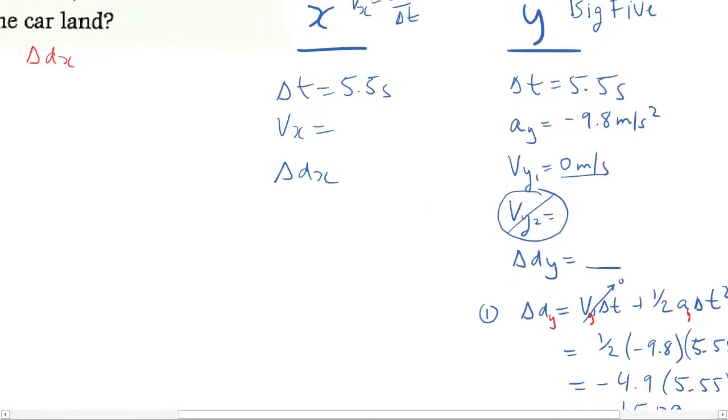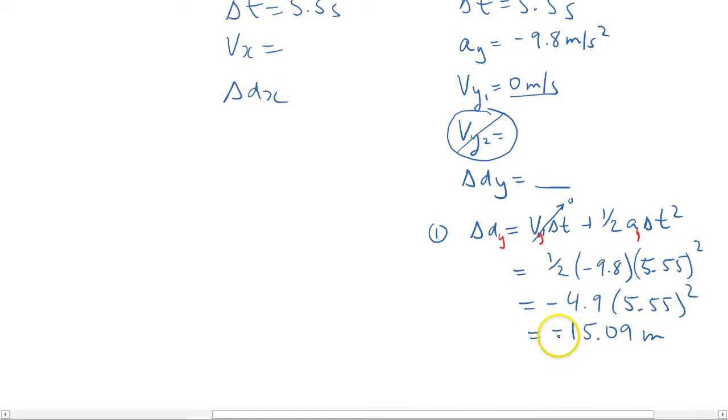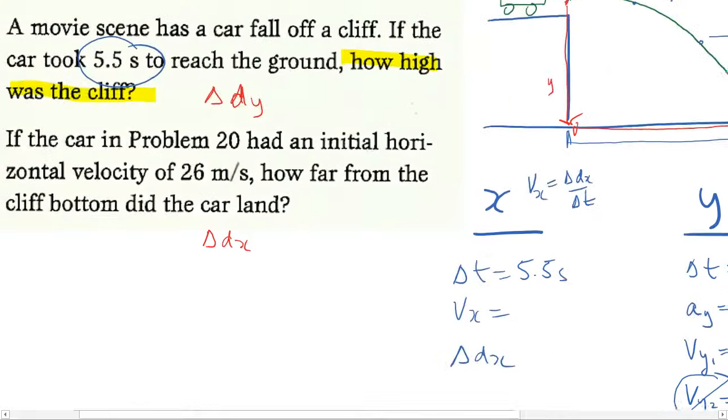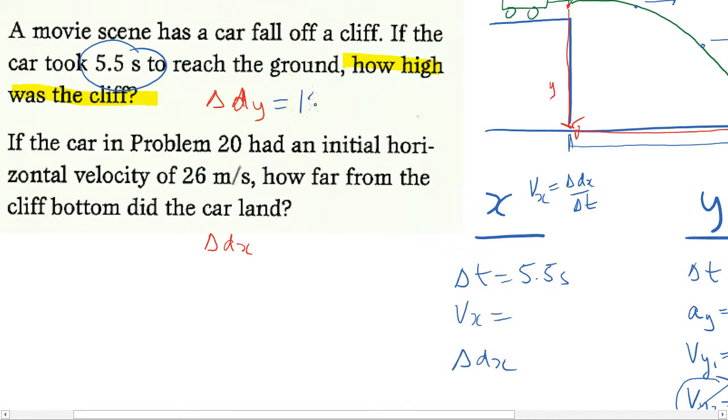Okay, so my answer to the first question here is, how high was the cliff? Well, if the change in vertical position was downwards, that means that the cliff must have been 15.09 meters. And I'm not going to say delta dy was that. I'm going to say the height equals. Okay, so just in English we could say that the change in position was negative, but the height of the cliff, like how high is that cliff? It's 15.09 meters. Really, I should go and change this to two significant figures because our data is in two significant figures. So when I round it, I'm going to say 15 meters.